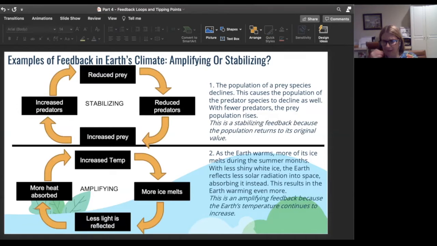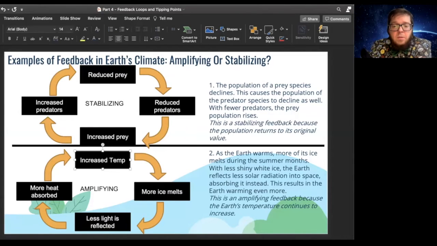Right. We start with increased temperature, which leads to more ice melting, which leads to less light being reflected, which leads to more heat being absorbed, which leads to increased temperature, right? So it's still a cyclical diagram, but I'm definitely increasing things as I go, right? This is not returning to its original state, but rather returning to a different, higher temperature than what it had. Is this making sense? Does anybody have any questions?